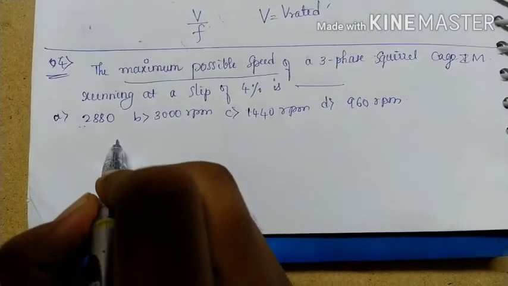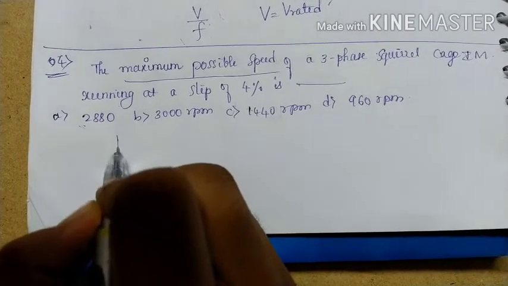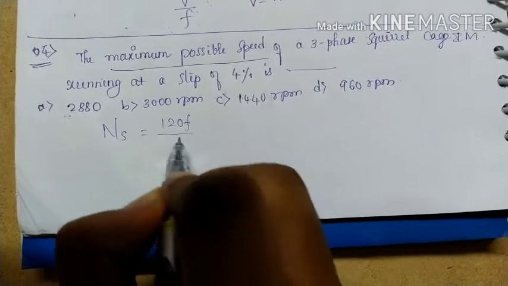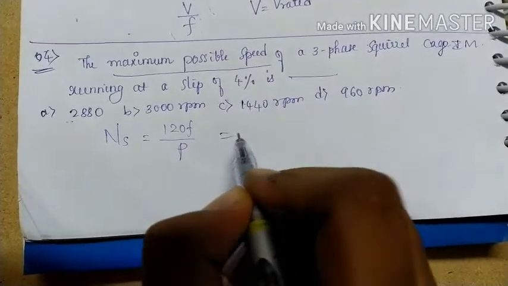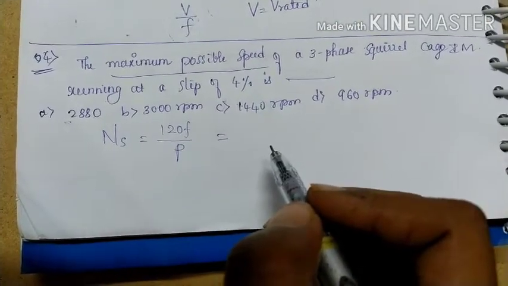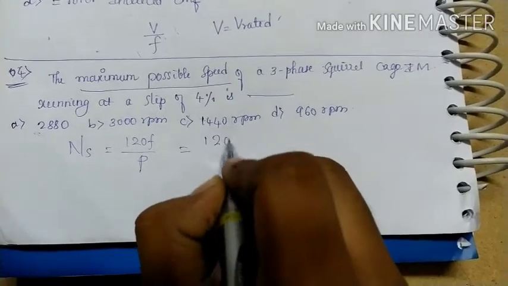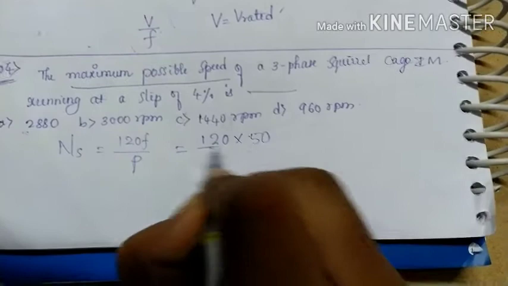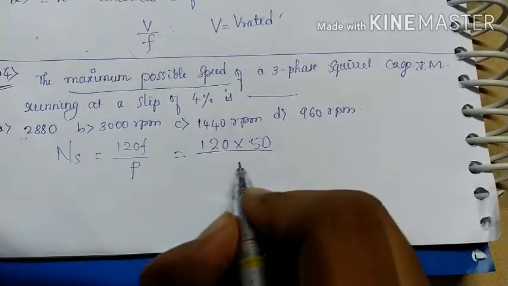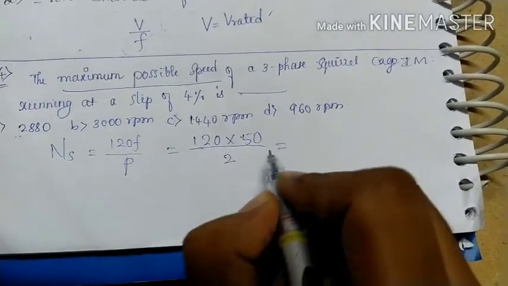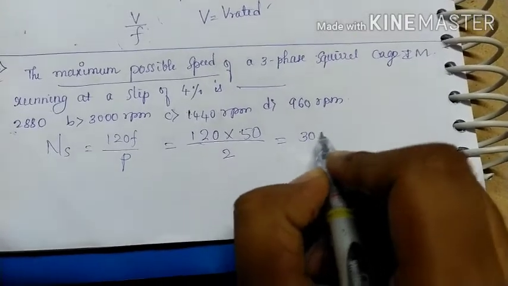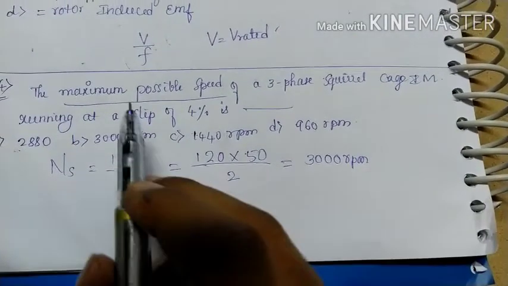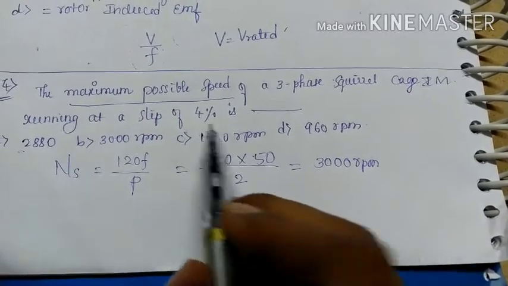We know the formula for synchronous speed, that is Ns equals 120 f by p. With 120 into the frequency of 50 Hz, the maximum possible speed can be achieved with 2 poles. So this is 3000 rpm. They are asking for the maximum possible speed at a slip of 4%.